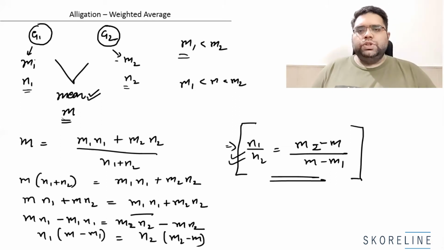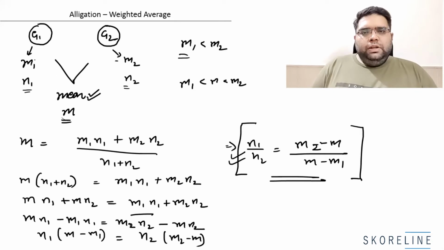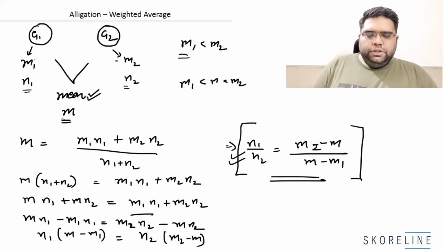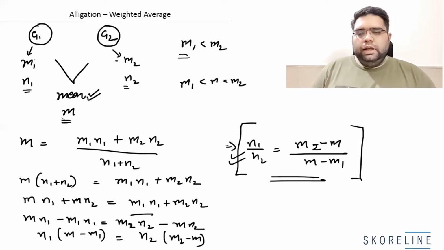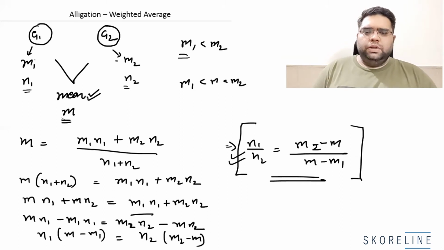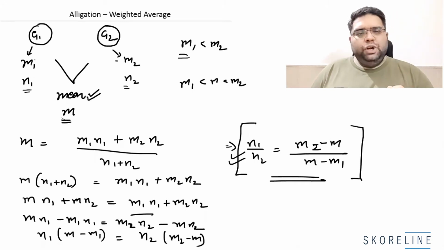In allegation, we have a question in which sometimes we are given two mixtures, and those two mixtures are added together. In the first mixture there is a concentration of a certain liquid or item, and in the second mixture there is another concentration of that same liquid or item. When they are added together, we are given a final concentration and asked to calculate the ratio in which those two mixtures are mixed together. The ratio in which both the mixtures are mixed together is n1 by n2.